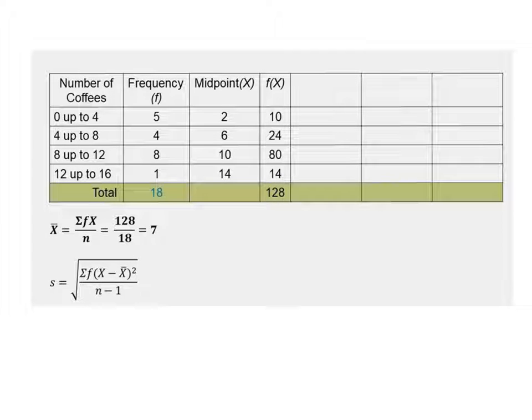The first step in finding the grouped data standard deviation is to find the mean, and that has already been done for us. So we're on to the second step, which is to take each individual value and subtract the mean from it. So we use the midpoint, which is this column right here, to estimate.